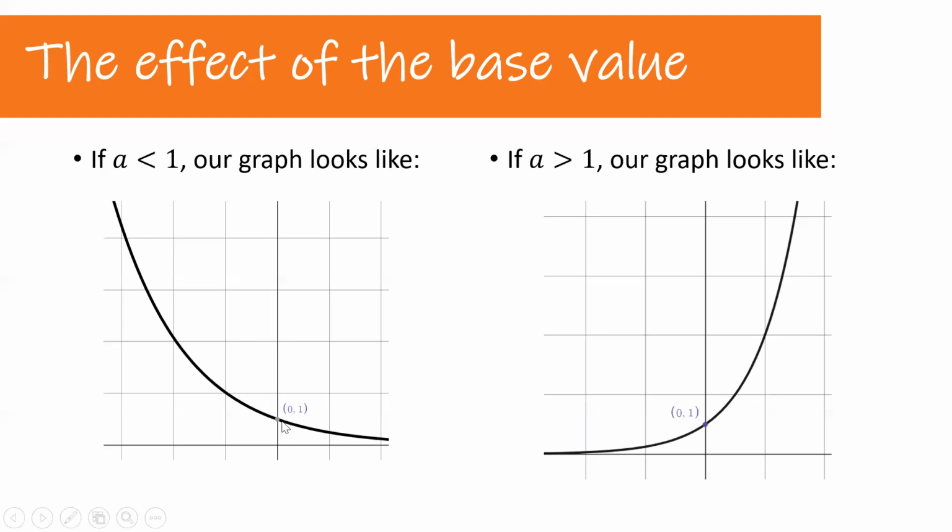Notice here that all of our graphs, even in the previous example, went through (0, 1). And that's because any number to the 0th power is going to be 1. So these exponential functions should always go through (0, 1), assuming there are no other transformations.